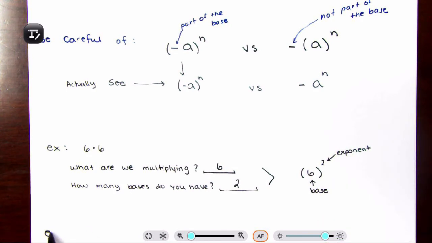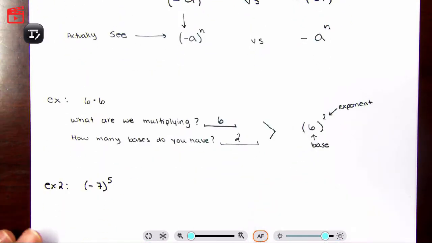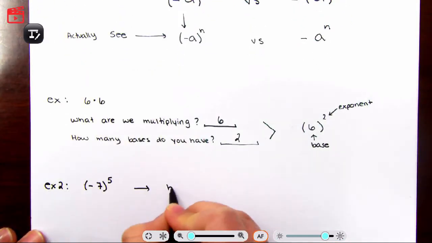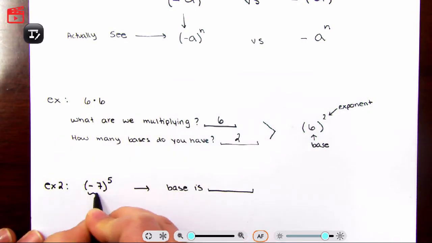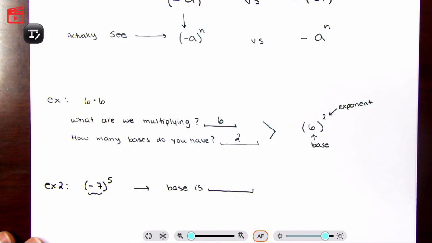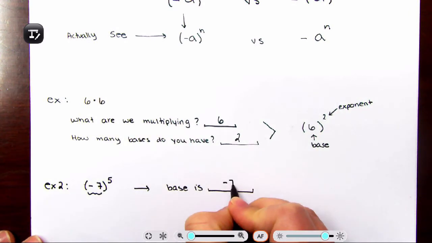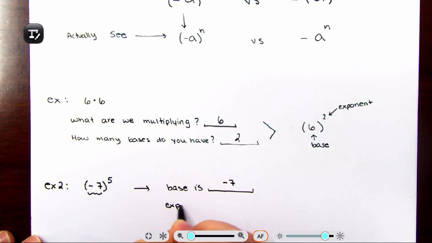Let's do another example. Let's do something like negative 7 to the 5th power. Again, what's my base? My base is what is attached to the exponent. So my base is negative 7. What is the exponent? The exponent is 5.